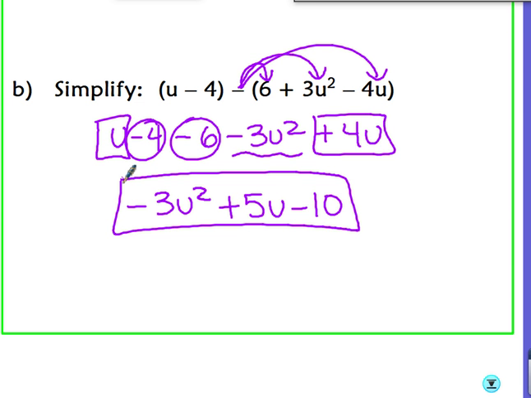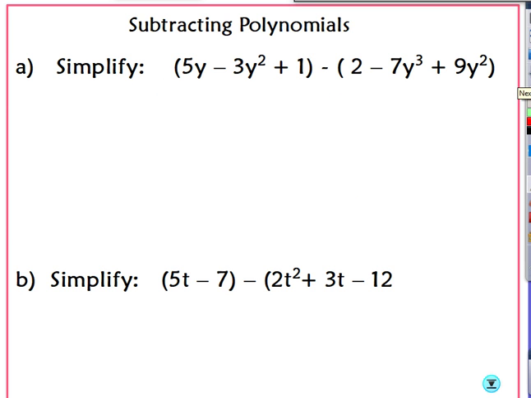When you distribute the negative, you get negative 6 minus 3u squared plus 4u. When you combine like terms, you should come up with negative 3u squared plus 5u minus 10. Go ahead and try these two next problems.